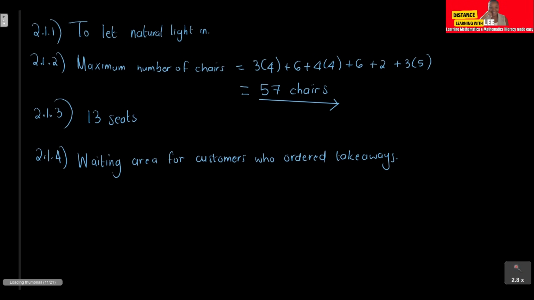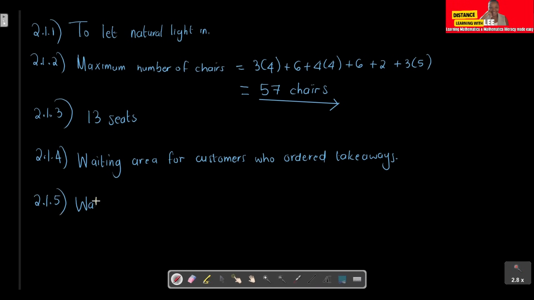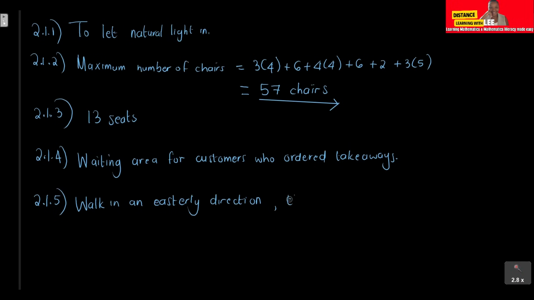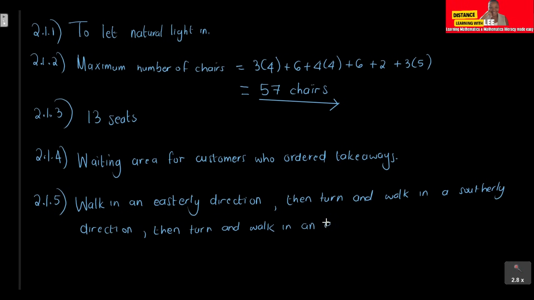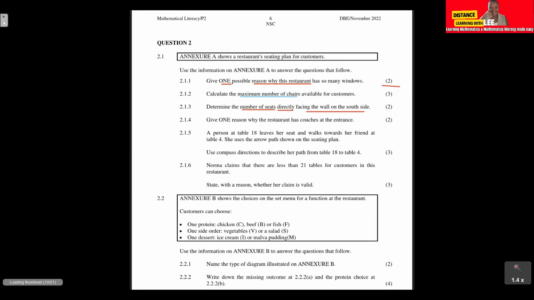So we're going to write that down. Those are the compass directions that describe her path. First, walk in an easterly direction. Then turn and walk in a southerly direction. Then turn again and walk in an easterly direction again. That is how you would describe the path.